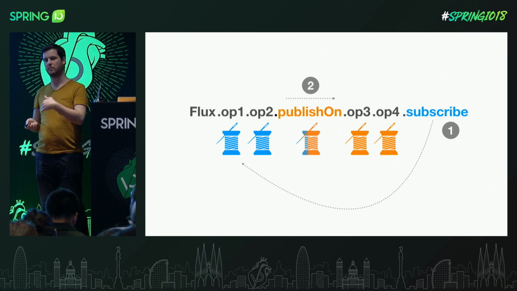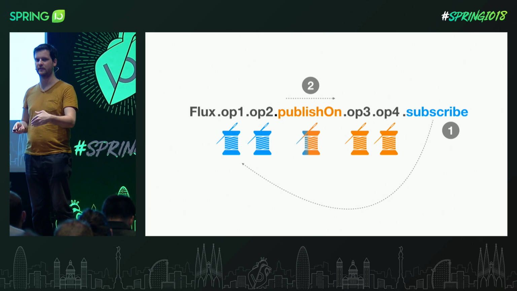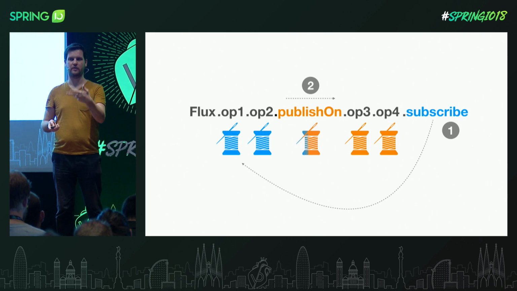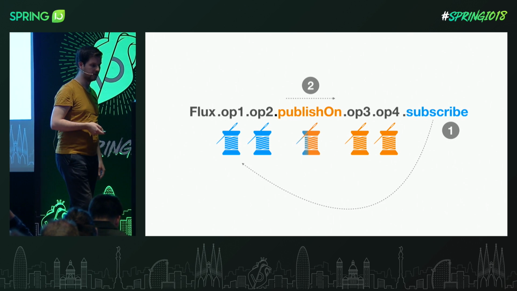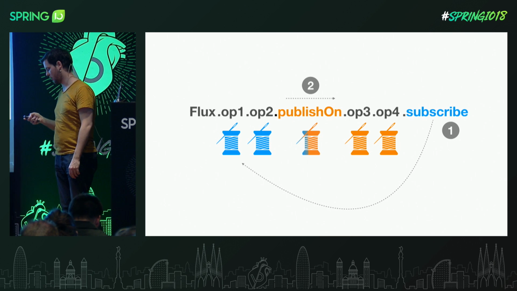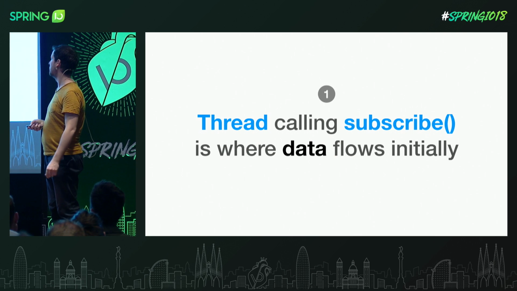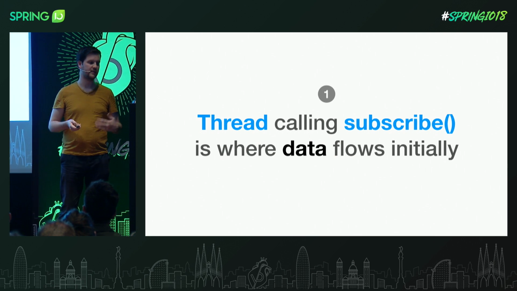And then comes publishOn. publishOn will change that and start emitting the data that it receives on a second thread, the orange one. From there on, operator 3 and operator 4 will work on that second thread. So basically, the thread calling subscribe is where the data starts flowing.